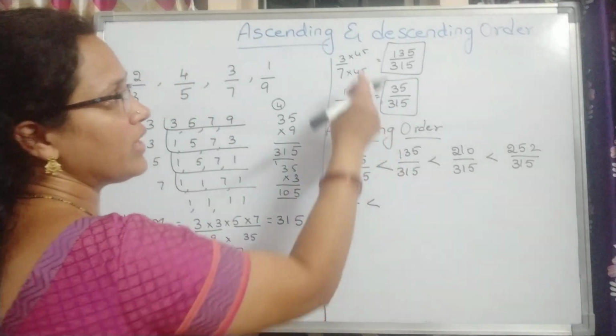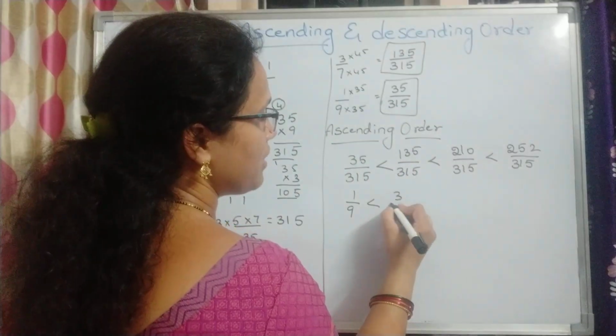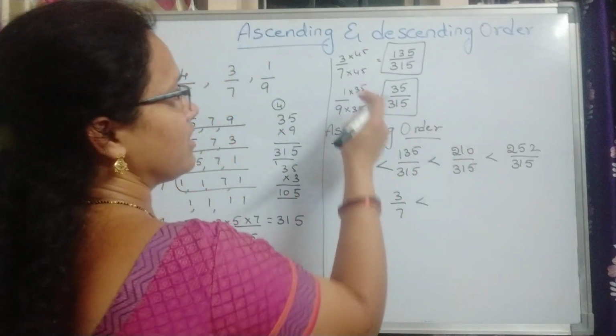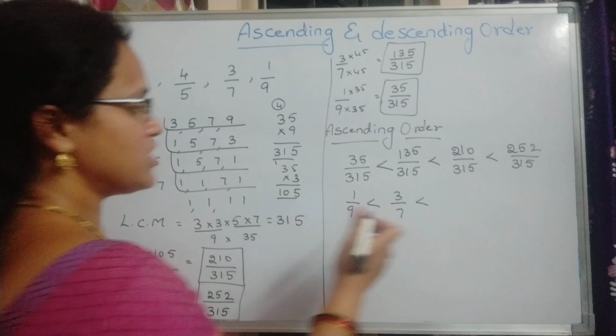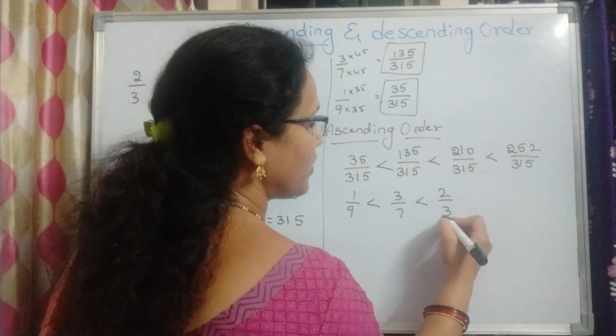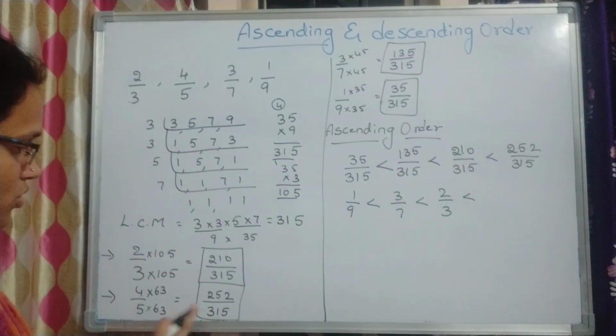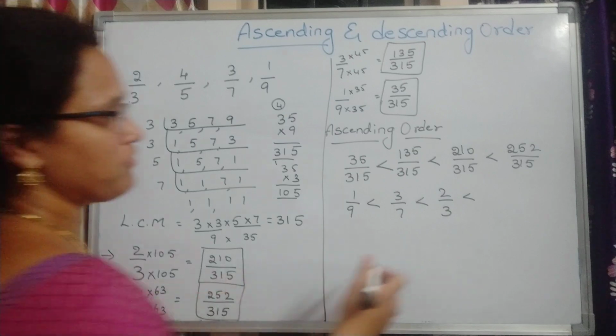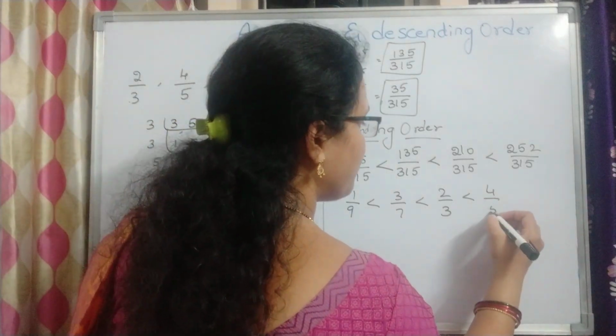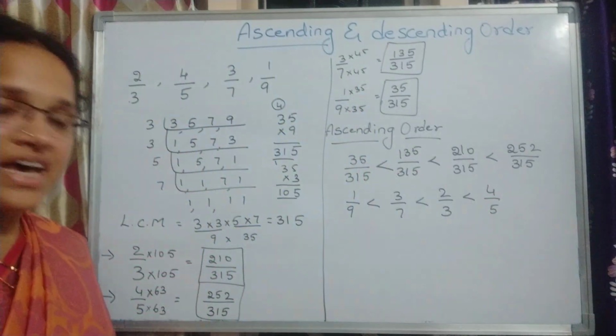Next, 135. So, 3 by 7 is less than 210, so it is 2 by 3. So, 2 by 3 is less than 252 by 315, which is 4 by 5. So, 4 by 5. This is how you write your ascending order.